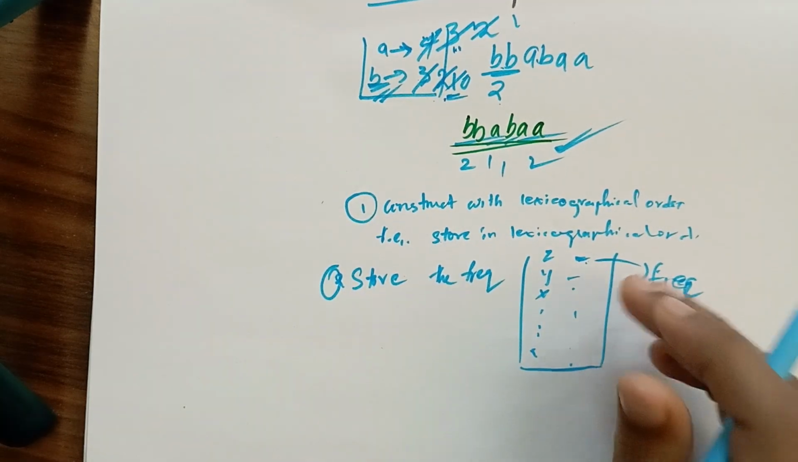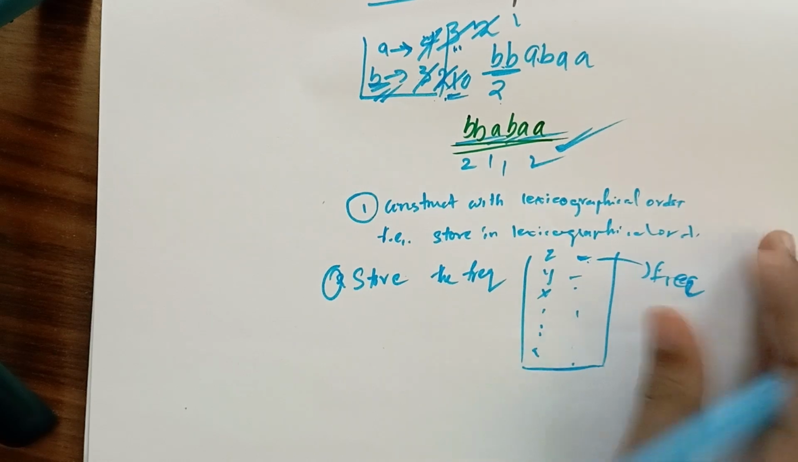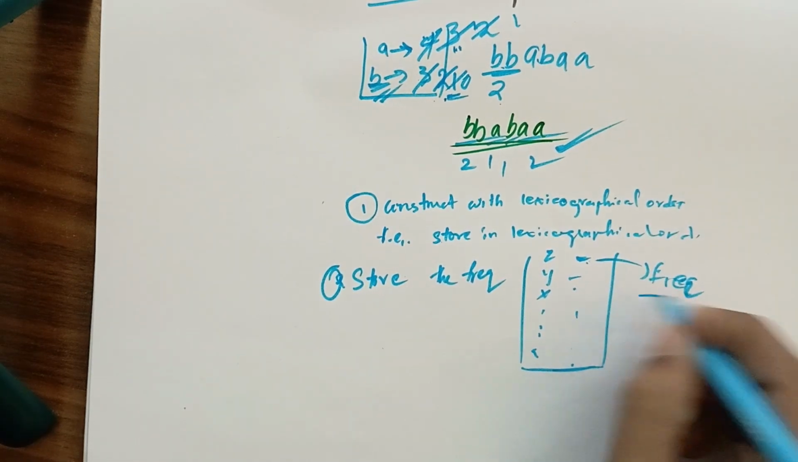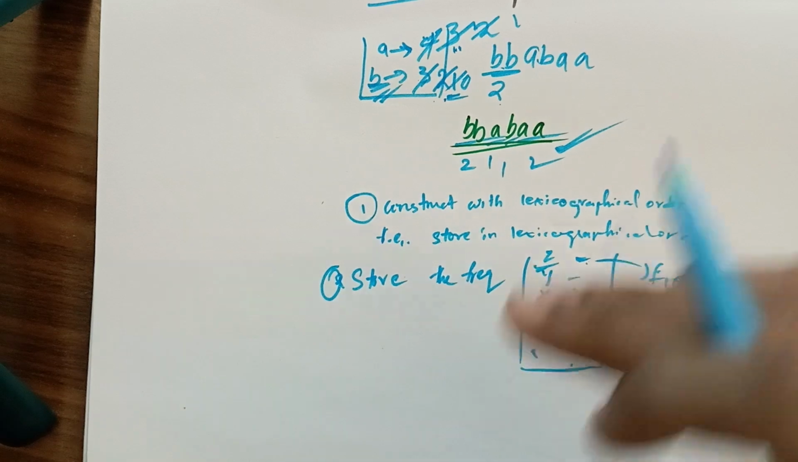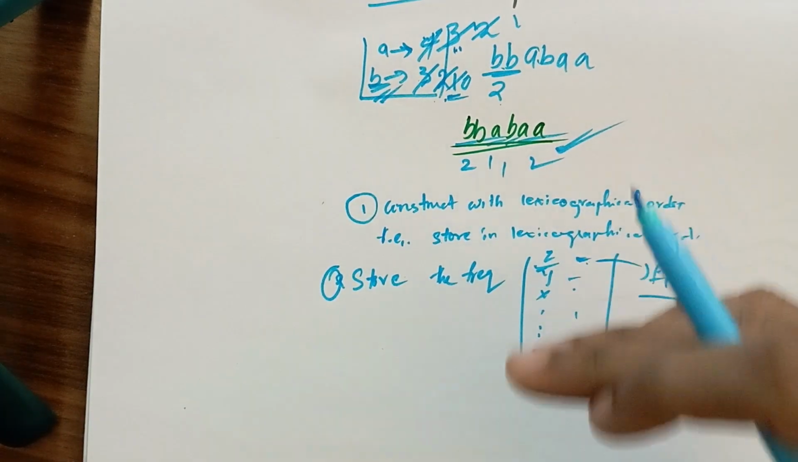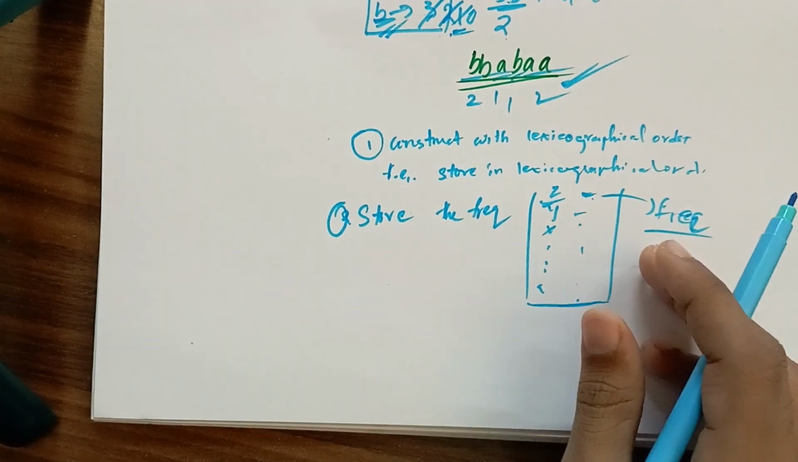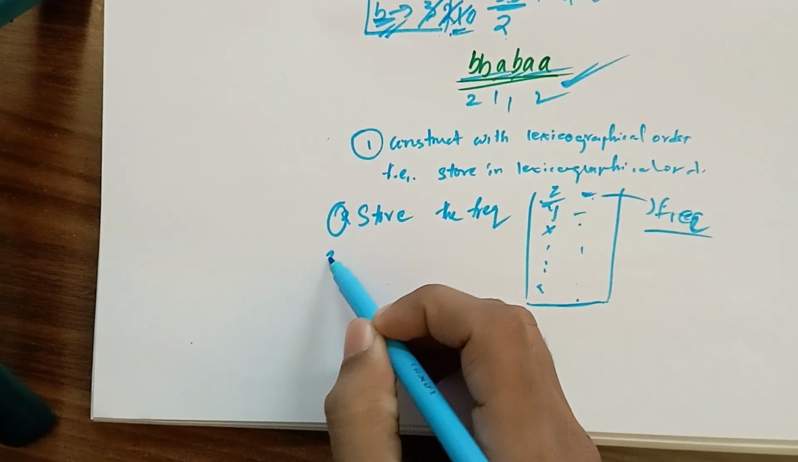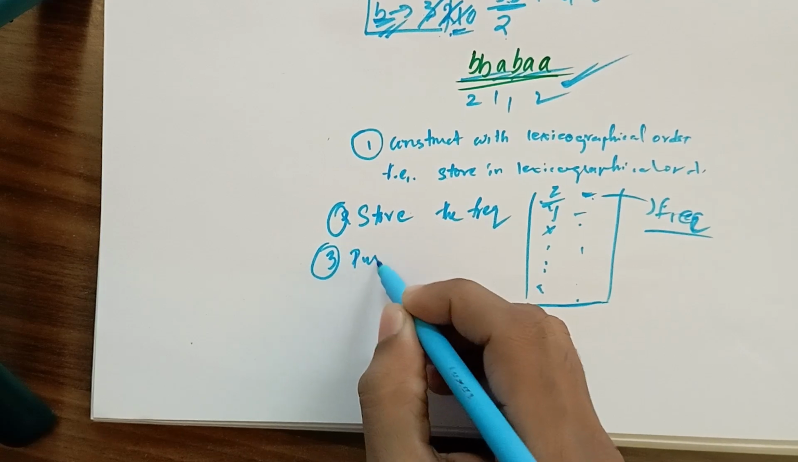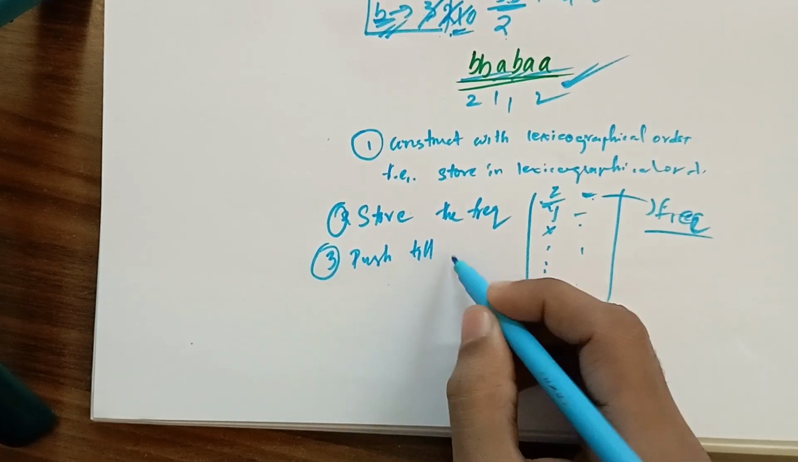Let us go with the data structure after some time. Now we have the frequency and we have the character. We are coming from the top, taking the characters in lexicographical order, but push till repeat limit.